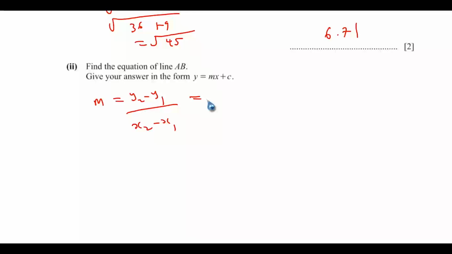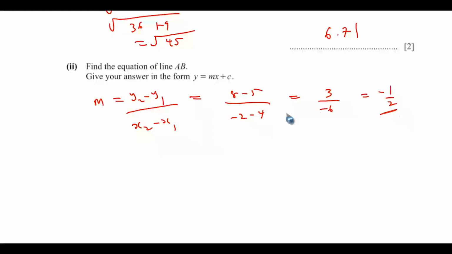Okay, so the value of y2 is already there. So we have 8 minus 5 as y2 minus y1, and we have minus 2 minus 4 for x2 minus x1. So that will be equals to 3 over negative 6. Okay, that will be equals to minus 1 over 2.